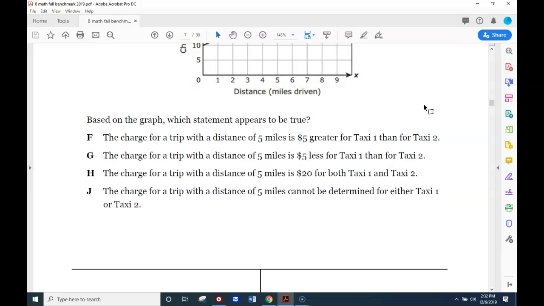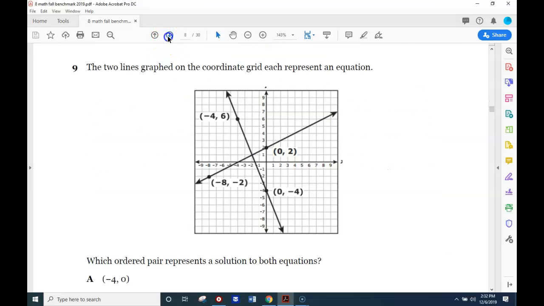F. The charge for a trip with a distance of 5 miles is $5 greater for taxi 1 than for taxi 2. G. The charge for a trip with a distance of 5 miles is $5 less for taxi 1 than for taxi 2. H. The charge for a trip with a distance of 5 miles is $20 for both taxi 1 and taxi 2. J. The charge for a trip with a distance of 5 miles cannot be determined for either taxi 1 or taxi 2.